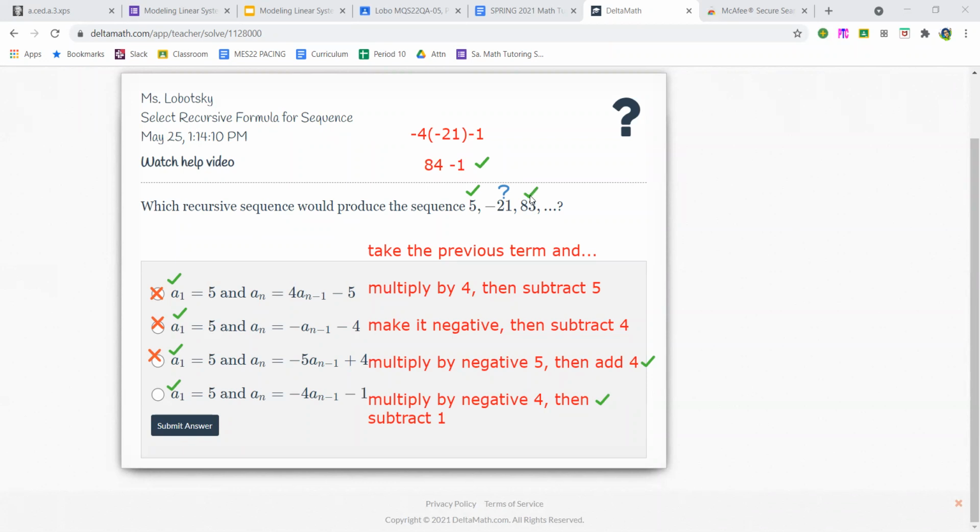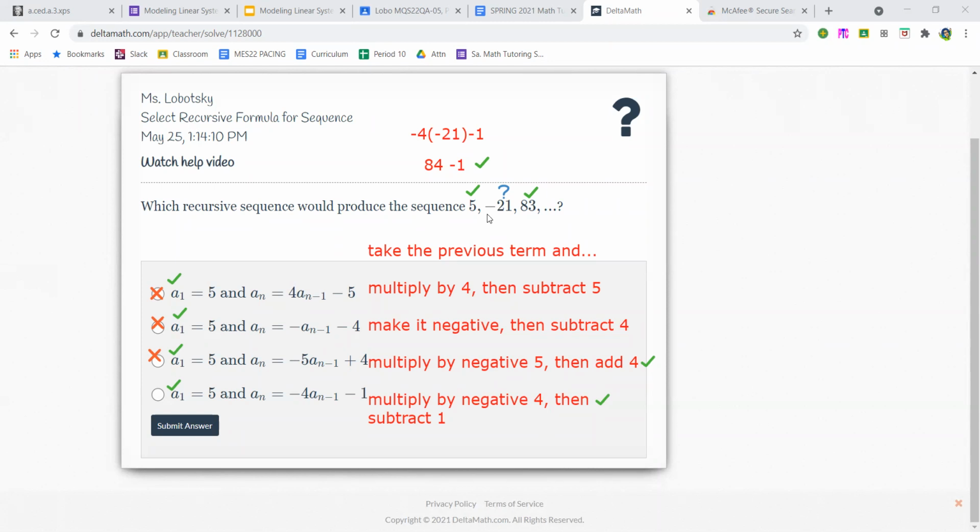So we have to go through this process multiple times to check to make sure that the rule works. I can see why it would be a little overwhelming because you have all 4 of these. So a quicker strategy would be to say like, okay, well, how do I get 5 to negative 21? But we can't do it. That's the challenge with recursives that are more challenging, is we can't just add a number, subtract a number, or multiply by a number. We can't have one common ratio or one common difference to get us from one term to the next. It's more complicated than that.